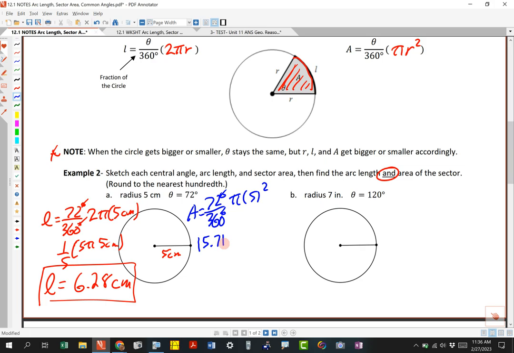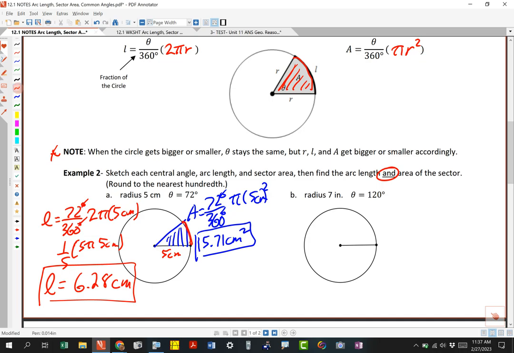15.71 what, crew? Centimeters. Close. Squared. Okay, we're talking an area. So what we found here is the area is 15.71 square centimeters, and the arc length is 6.28 centimeters. So if this was a pizza, that's how much pizza we get, and that's how much crust we have right on the edge of the crust. Any questions?